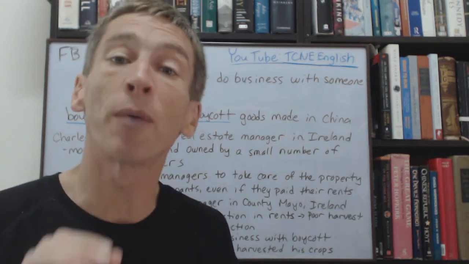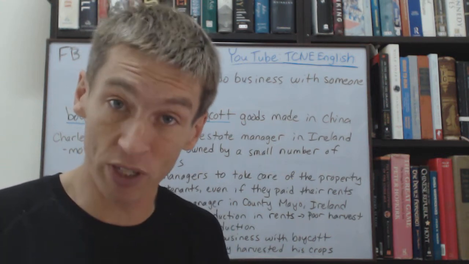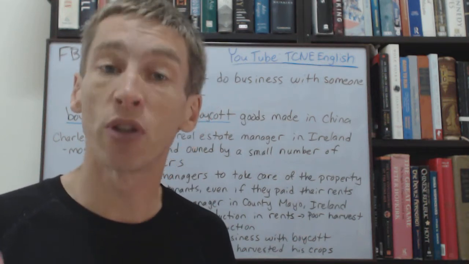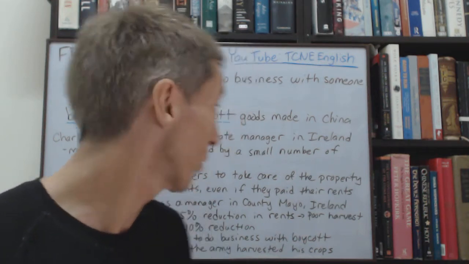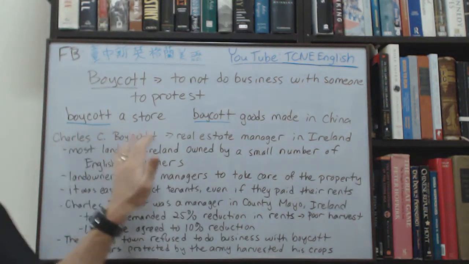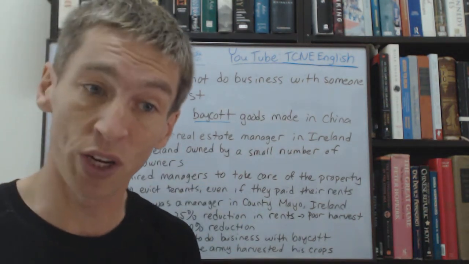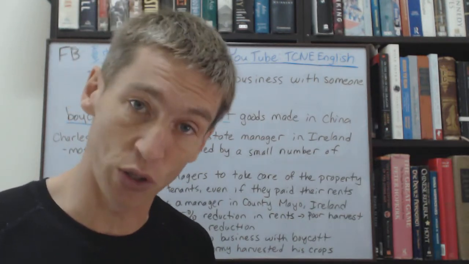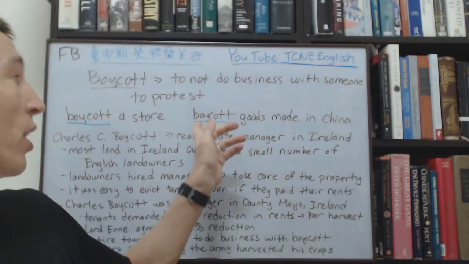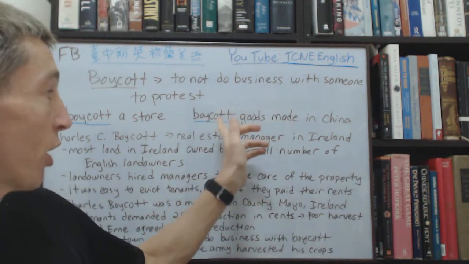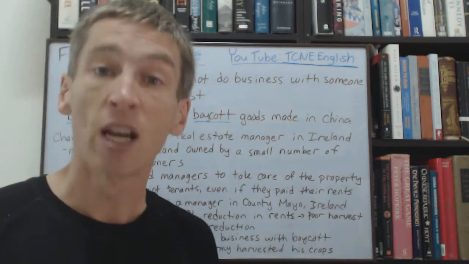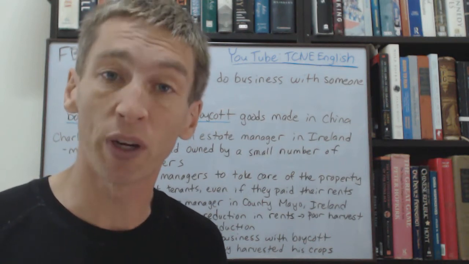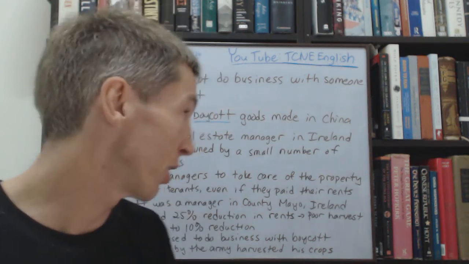So to boycott is you make a decision to protest by not buying goods or not doing business with a certain company or a group of companies. So you can boycott a store. Now, there's a store that you think maybe does not have a good record on something that is important to you. So you can boycott the store, or many people try to boycott goods made in China, maybe because of their human rights record or because they have a very poor environmental record or for other reasons.